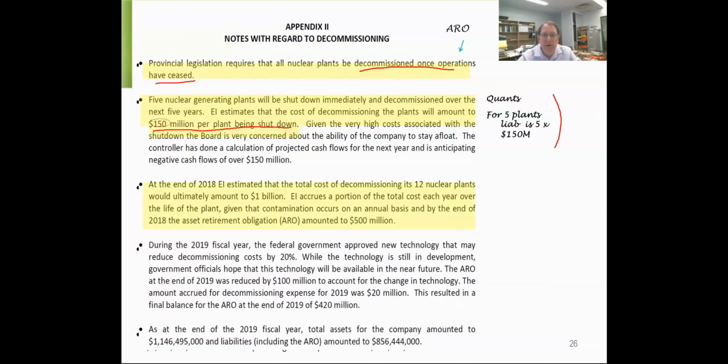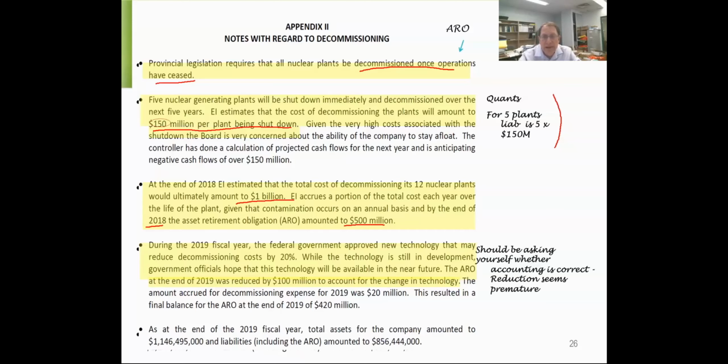Then they tell me, watch your dates here. At the end of 2018, for the 12 plants, they said it's going to cost $1 billion. They've been accruing this. And at 2018, we have 500 million sitting on our books. Everyone good? Okay, 500 million. Then they tell me there's new technology and they can reduce the cost by 20%. It's still in development. Okay, fine. That's going to be another issue. You'll see in a second.